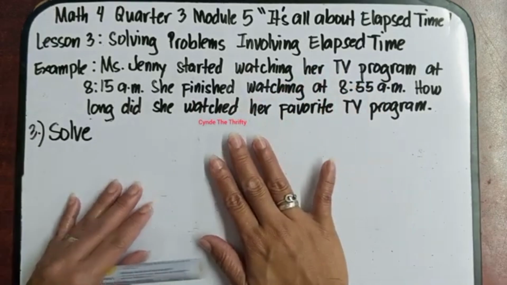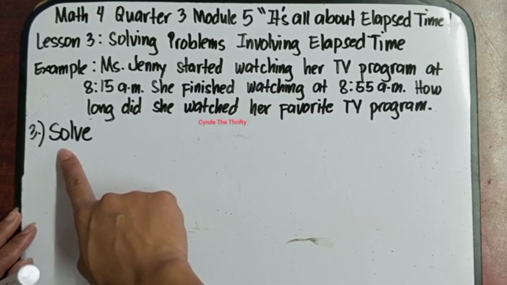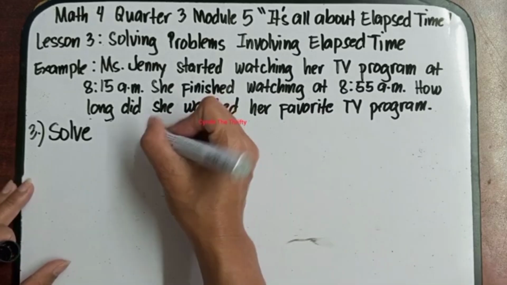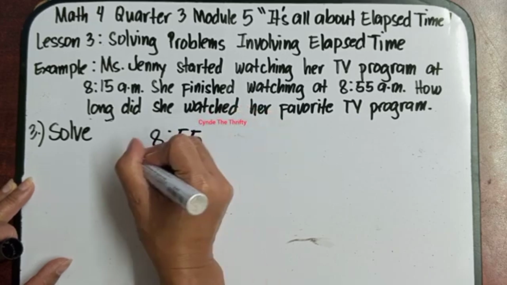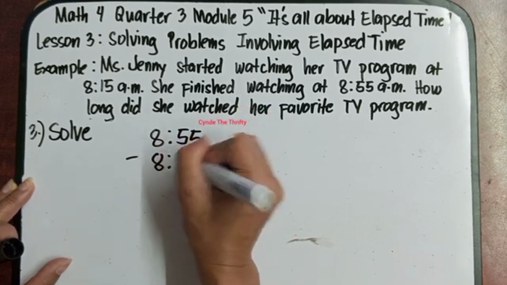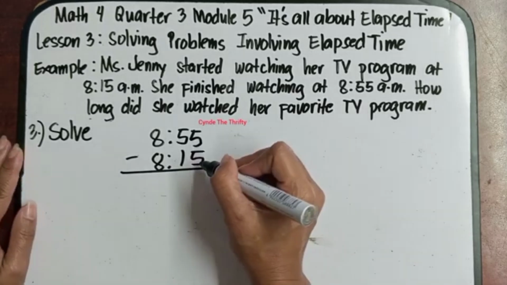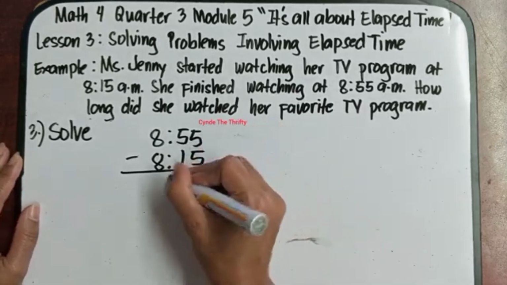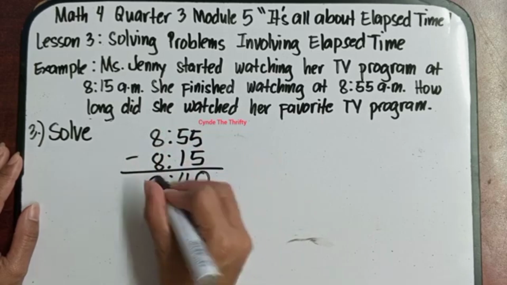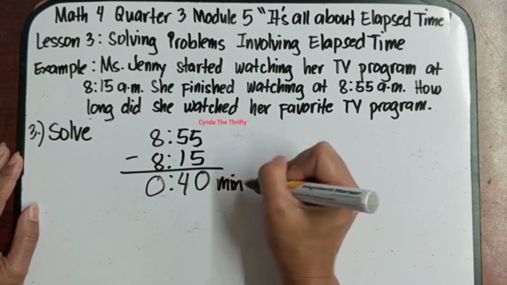Okay, dahil tapos na tayo sa step 1 at step 2, ngayon is sa step 3 naman tayo, which is solve. So, isolve na natin ang ating given. So, that is 8:55 a.m. minus 8:15 a.m. So, isubtract na natin sila. So, 5 minus 5 is equal to 0. And then, 5 minus 1 is equal to 4. 8 minus 8 is equal to 0. So, meron na tayong sagot, 40 minutes.